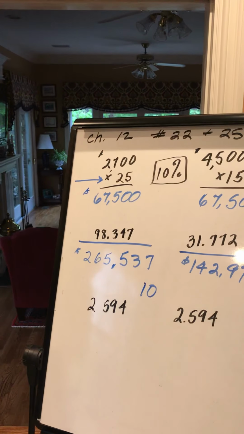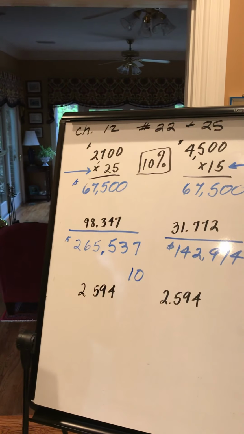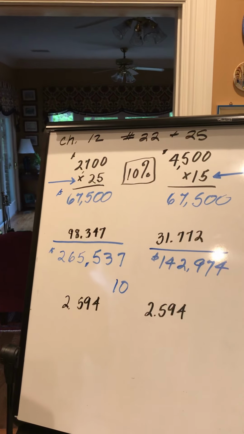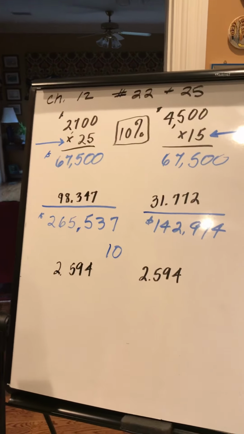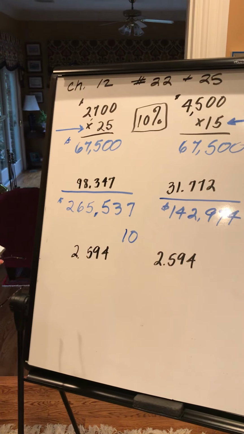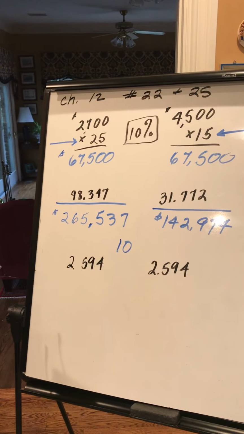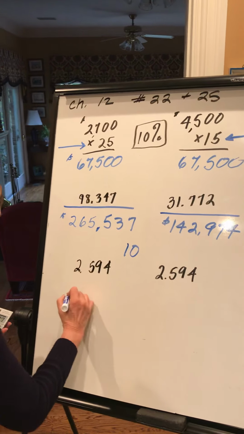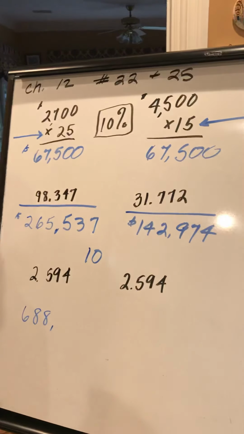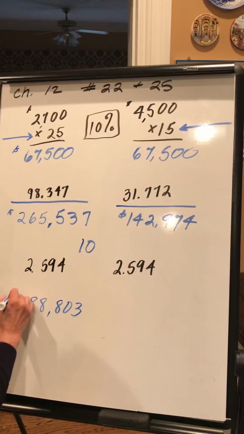So now we're going to multiply this pot of money here, $265,537 times 2.594, which is $688,803, round numbers.